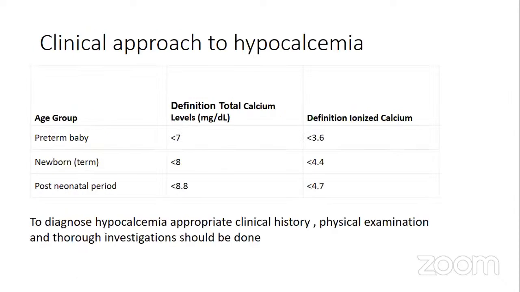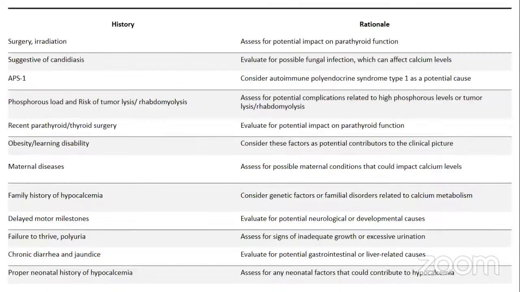So once one suspects hypocalcemia, one would confirm it by getting the total calcium levels with or without ionized calcium levels. Based on the baby's gestational age or maturity, the definitions or cutoffs for defining hypocalcemia based on total calcium levels and ionized calcium levels are different, as has been shown in this slide. Based on the setting or scenario, one has to assess for various possible aspects in the history as well as clinical examination that can be indicative of the possible etiology for hypocalcemia.